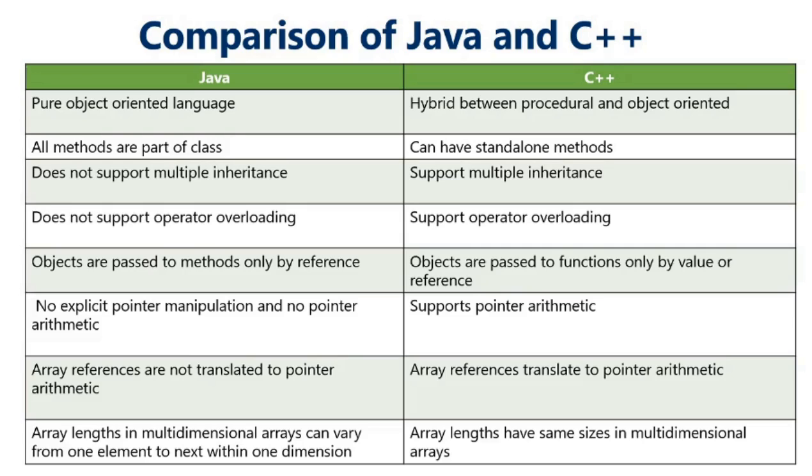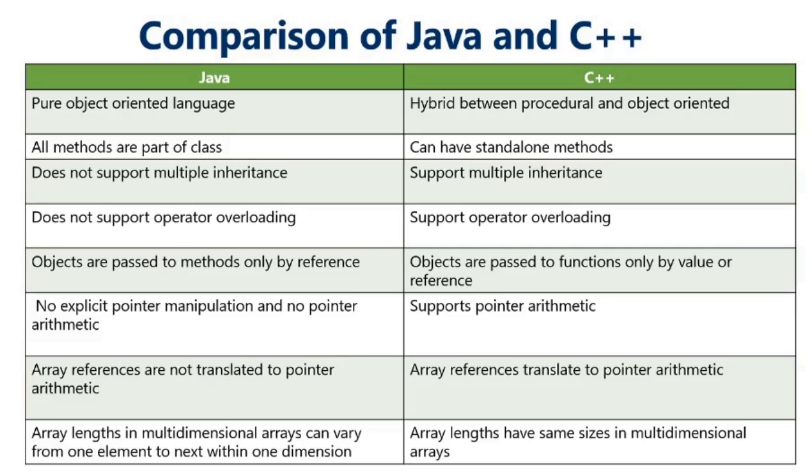There is no explicit pointer manipulation or arithmetic in Java, whereas C++ supports pointer arithmetic. Why? Because in C++ there is a concept of pointers. That concept is not there in Java. Hence it doesn't support pointer arithmetic. And due to that, whenever arrays are referenced in memory, pointers are used in C++. That concept is not there in Java. As there is no use of pointers in Java, array references are not translated to pointer arithmetic in the Java programming language.